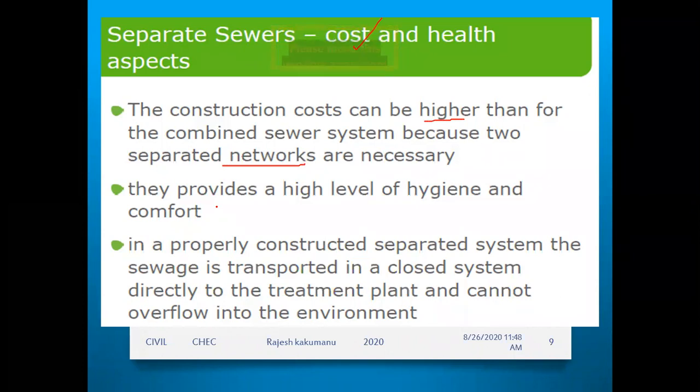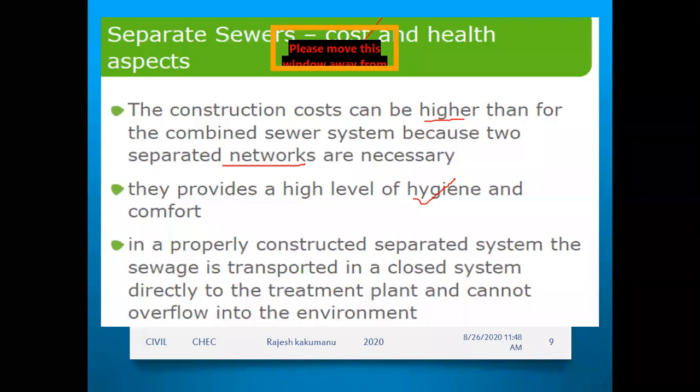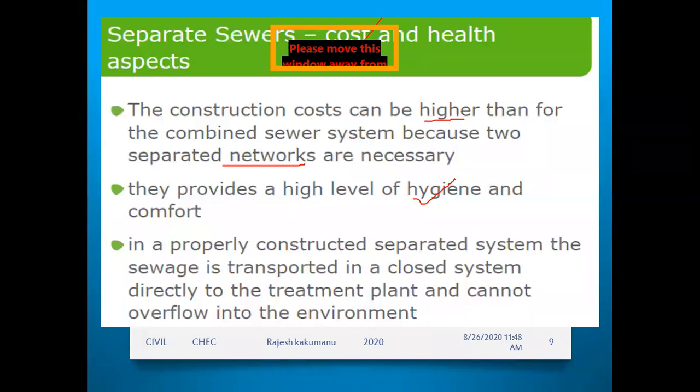They provide a high level of hygiene and comfort. In a combined system there is a mixture, so hygiene is less when compared to the separate. Now, if you see the separate sewer system, the hygiene level and comfort are more. Why? Because we are using separate pipes, so even though the cost is higher, when it comes to hygiene level it is very comfortable and satisfying. Next one. In a properly constructed separate sewer system, the sewage is transported in a closed system.